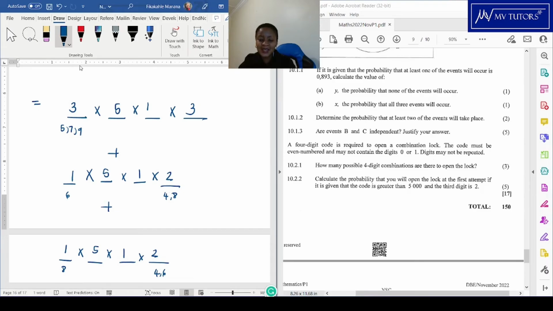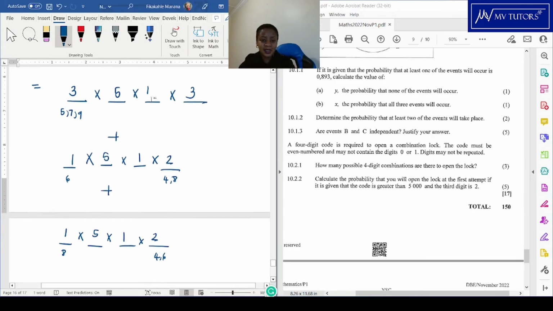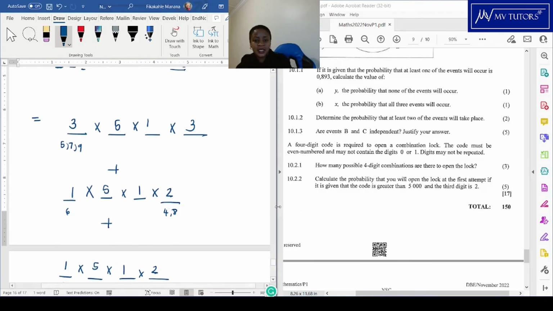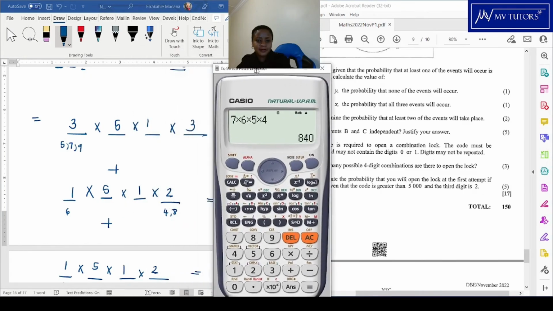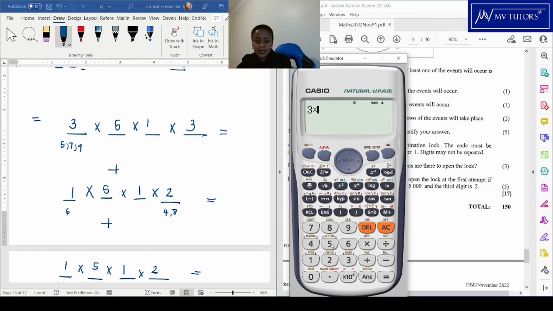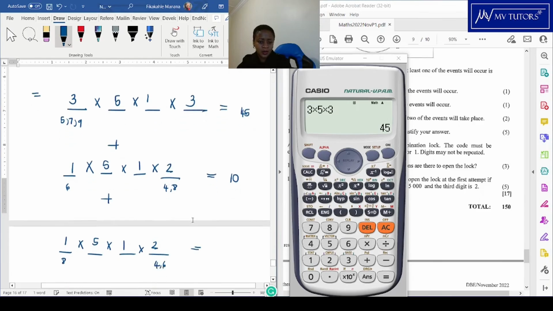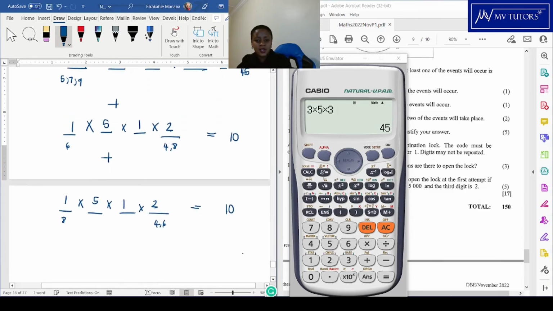So these are all the available options that can help me calculate the code. But remember, we're calculating probability here, so this is the first portion of it. Let's get what that value is. We have 3 times 5 times 3, and that's 45. Then we have 5 times 2, which is 10. We also have 5 times 2, which is 10. So that's 10 plus 10, which is 20, plus 45. That is 65.